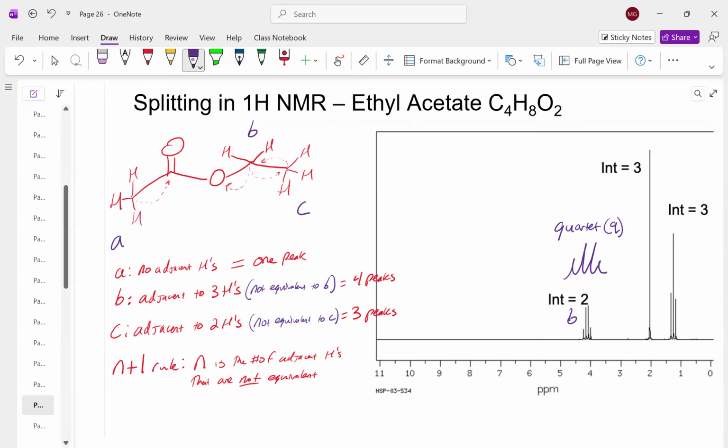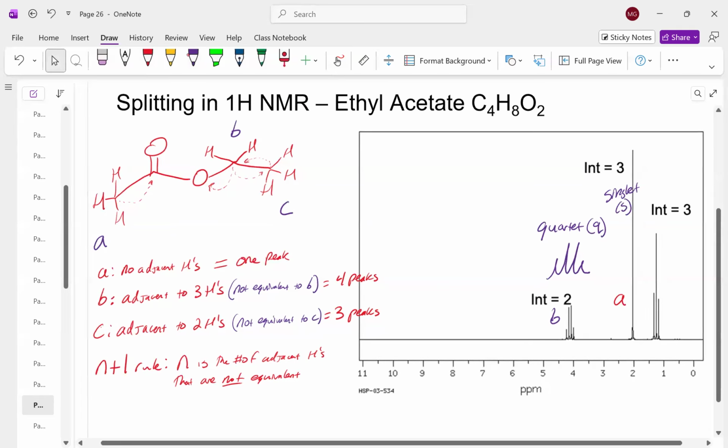And then what will be our next highest chemical shift here? The one at 2? Well, that's where our hydrogens alpha to carbonyls appear. And so that's hydrogen A. Notice A is just a single peak. It's not split into anything because it's not adjacent to anything. And so we call this a singlet. And we'll use the lowercase s to denote that as shorthand.